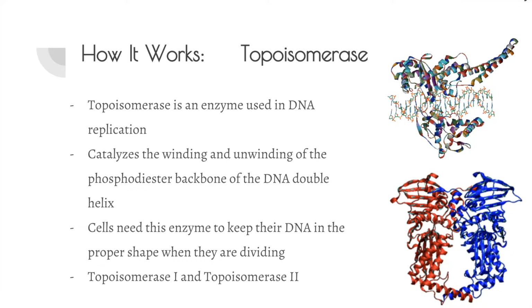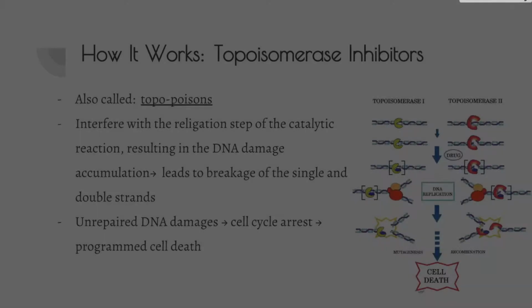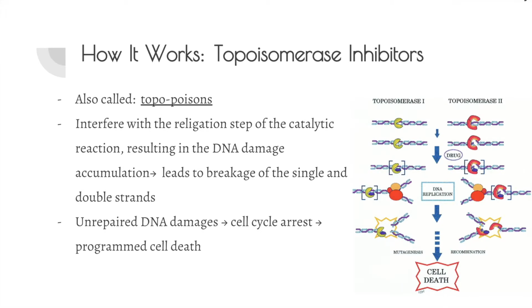Also, there is topoisomerase 1 and 2. On the top right, you could see the topoisomerase 1 structure, and on the bottom, you could see the topoisomerase 2 structure. Topoisomerase inhibitors are the drugs that break down the enzyme just enough so that it stops its function and eventually kills the cell. They are also known as topopoisons.